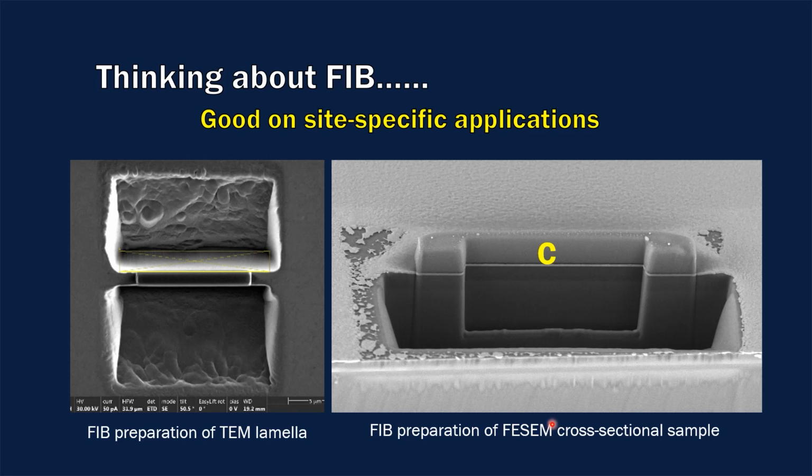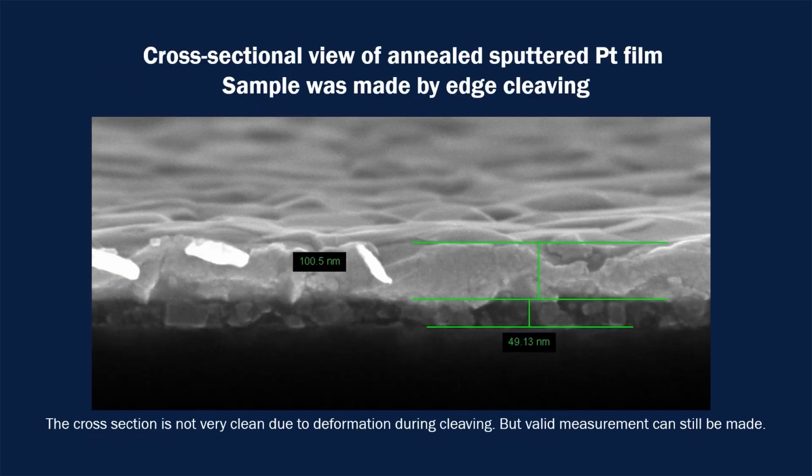A carbon protection layer is deposited first, then mill just one side of trench, followed by low kV cleaning. The whole process takes about 1 to 1.5 hours. But before going to FIB, let me show you another edge cleaving example.